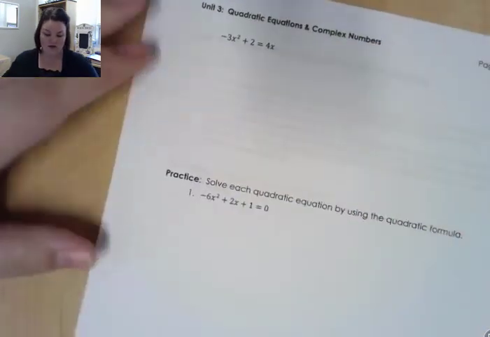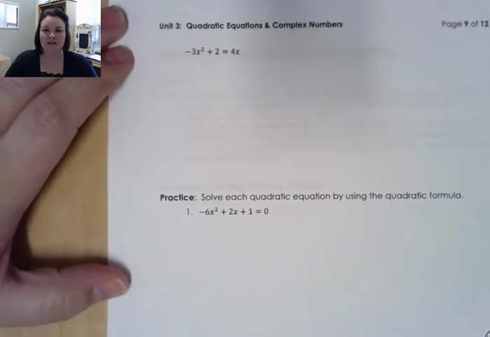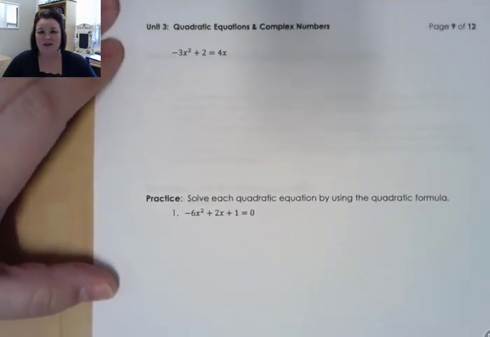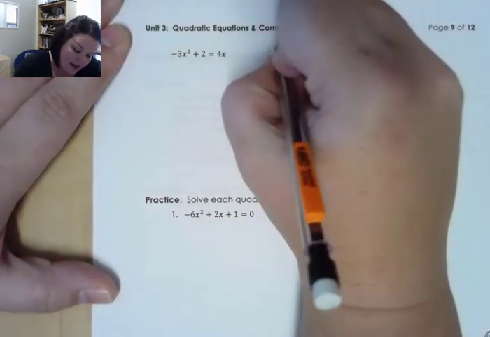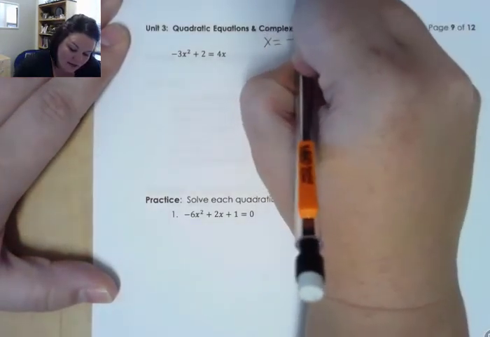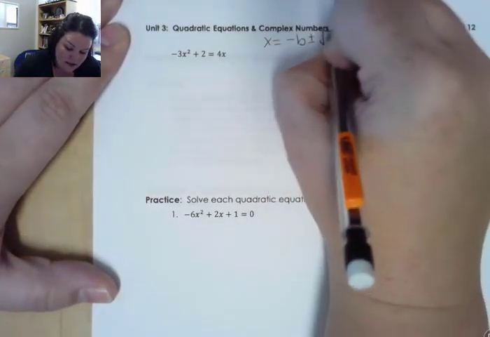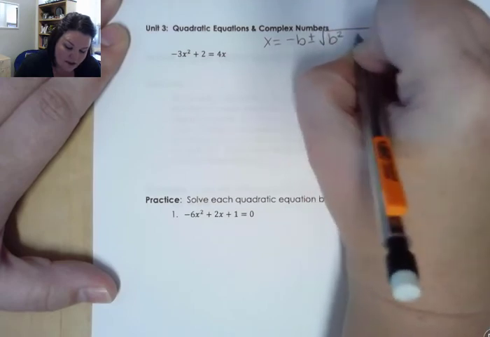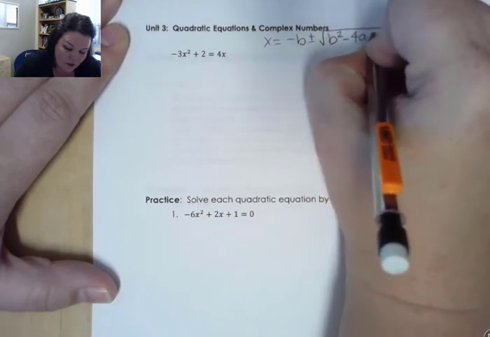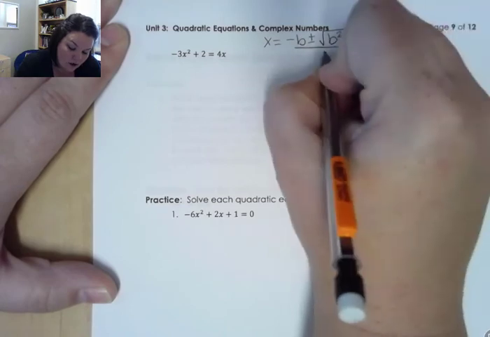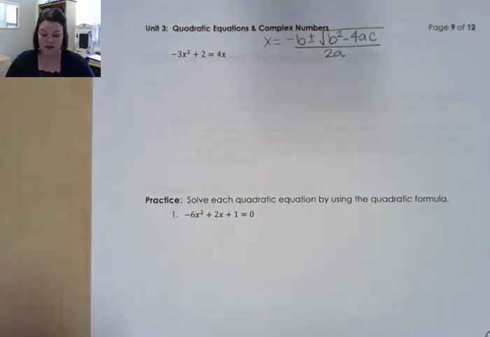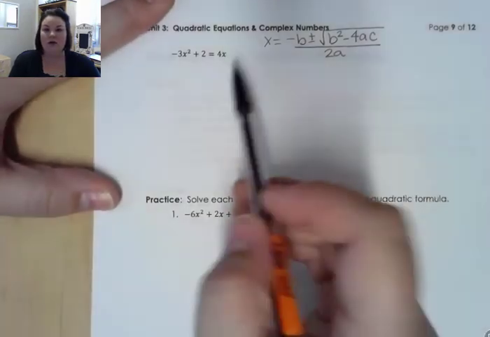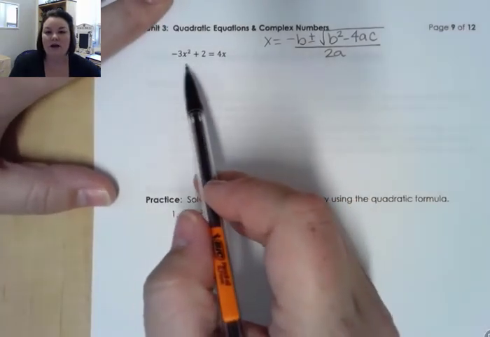Okay, all right, let me look at one more and then I will give y'all a couple to try. So I don't have the quadratic formula written on this page, so I'm going to go ahead and write it up here. x is equal to negative b plus or minus the square root of b squared minus 4ac all over 2a. Okay, so again, that is a formula that you're going to need to know.